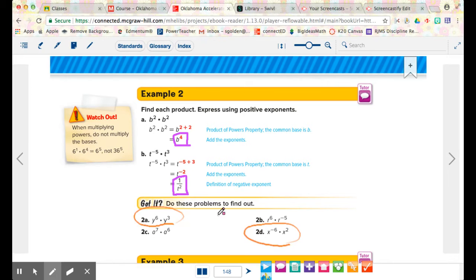I want you to try that with some variables now. You're only going to do 2a and 2d. I circled them for you. So pause the video and try those, and then we'll look at example 3.